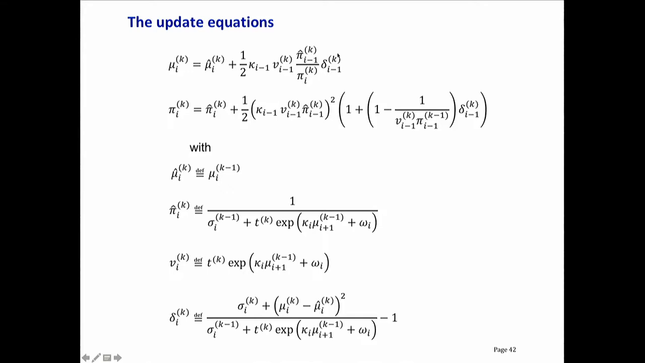And this is the interesting bit. This is the prediction error, and it's the prediction error on the volatility. So you have the mu 2 update here. So this is your prediction on mu 2. So here, delta I minus 1, so this is delta 2. So delta 2 is mu 2k minus mu hat 2. So mu hat 2 is the predicted mu 2, and mu 2 is the posterior mu 2.